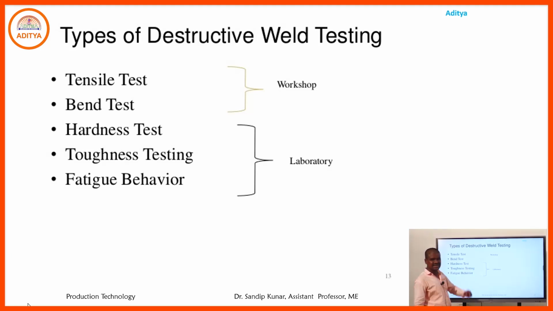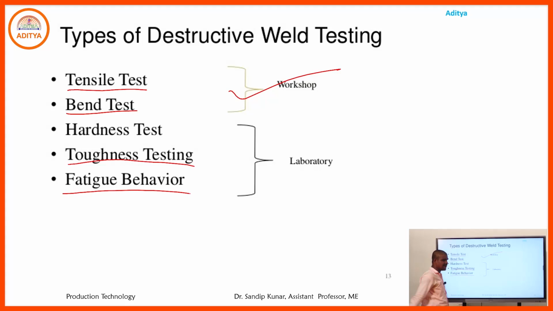What are the types of destructive testing? Tensile test and bend test are done in the workshop. Hardness test, toughness test and fatigue behavior tests are done in the laboratory.